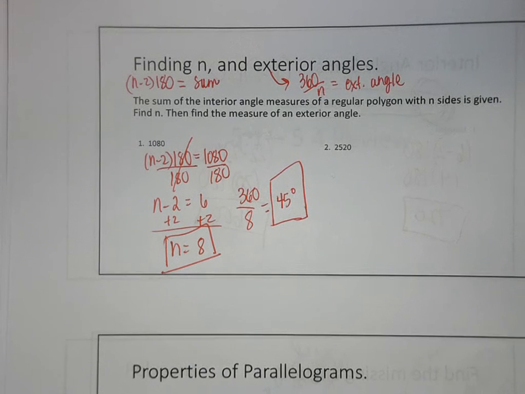Okay, number 2. Once you get your answers, raise your hands. Remember that you can get decimals for exterior angles, okay? Actually, for any angle. Perfect, good.